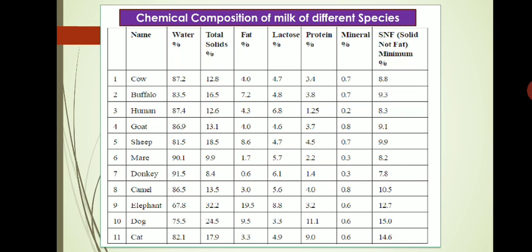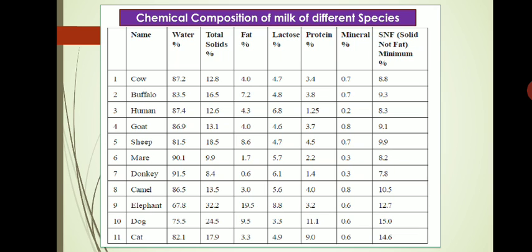Then next, this is a table showing the chemical composition of milk of different species. You can see how these basic components present in milk vary across different kinds of animals or species. In the case of cow, it contains around 87% water. Then total solids comprise around 12%, then fat 4%, then lactose, proteins, minerals and solid not fat.